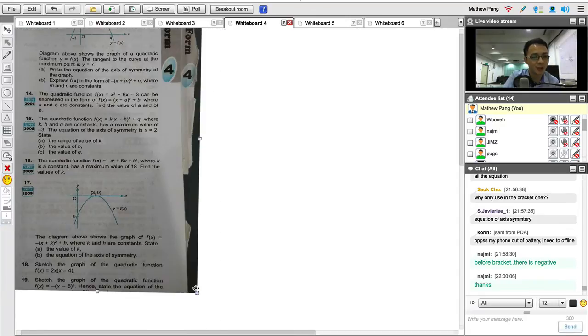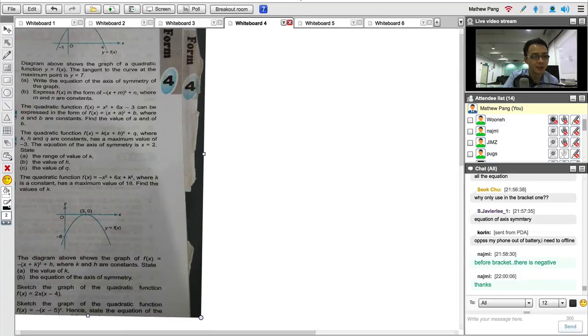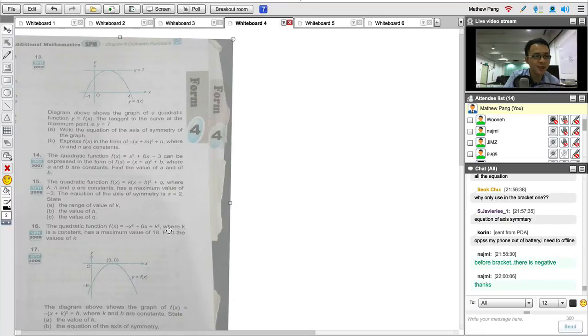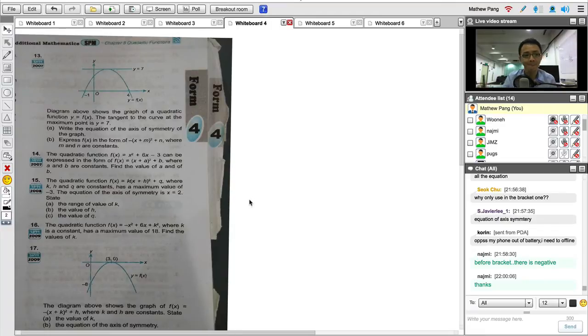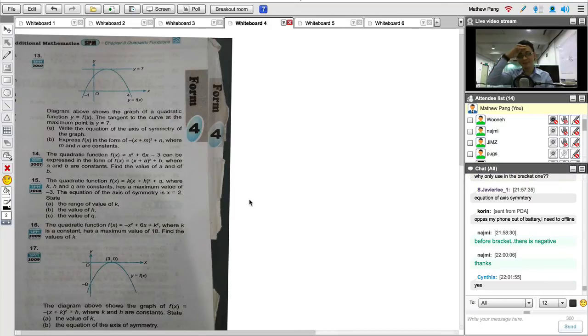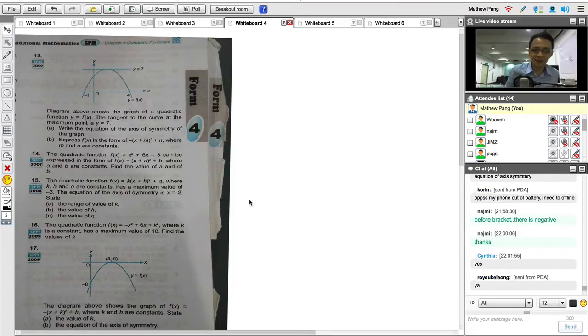Maybe we all have a look at question 13, but let me zoom in a bit. Oops. Quite hard to see. Can you see question 13? Just give you some time to find question 13. I think it's not that bad, but you have to really understand the diagram.